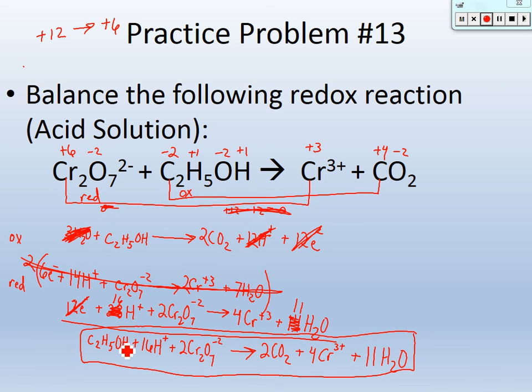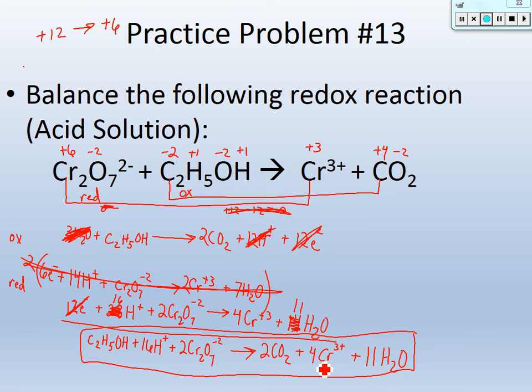How many oxygens on the left side? We got 1 here plus 14. What is that? 15? So I've got 4 here and 11. What's 4 plus 11? 15. So that balances. Chromiums, I got 4 here. I got 4 chromiums on the right. So we're balanced in terms of number.